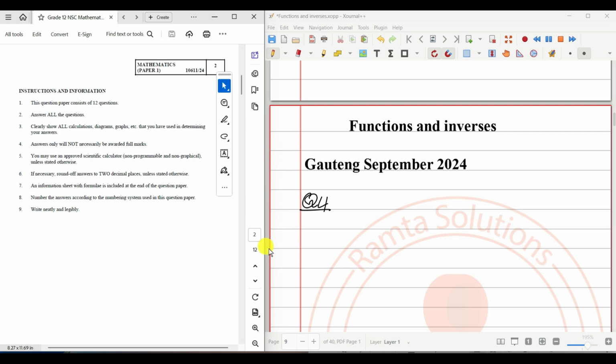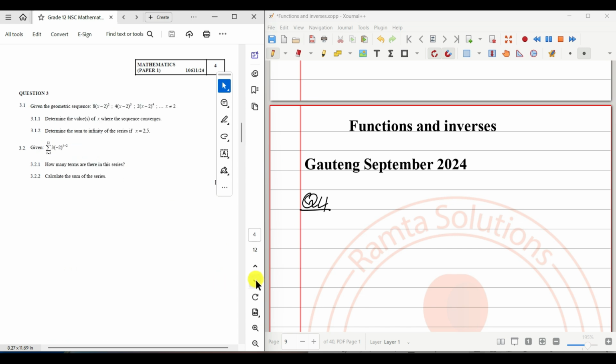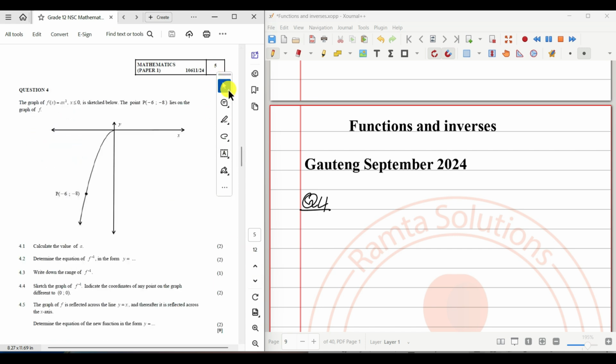So let's look at this. This section is normally question 4. We have 9 marks, so we have 9 minutes to finish this question. Let's see, we must be done at 12 minutes. Right now on the third, let's start.